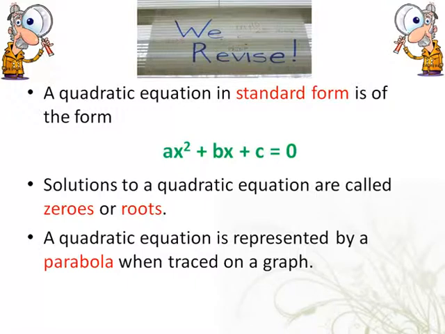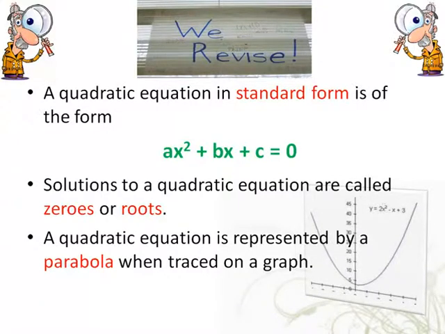A quadratic equation of the form ax square plus bx plus c equal to 0, when we trace it on a graph paper, we get a parabola as shown in this picture. We try to plot the quadratic equation 2x square minus x plus 3 equal to 0, and we got a parabola with its mouth open upwards as seen in the picture.